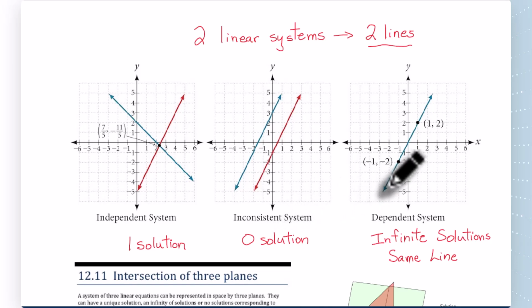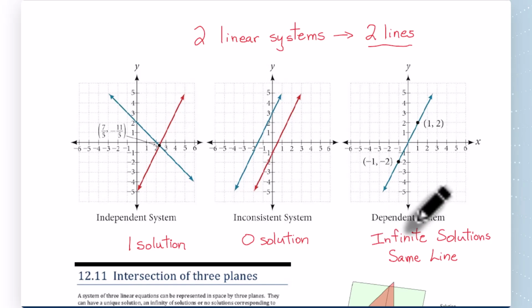And here you might say, well, what happened to your two lines? Where's the red one? Well, the blue one is sitting exactly on top of the red line. And so they are intersecting at every point. And so there are an infinite number of solutions. And we say it is a dependent system.